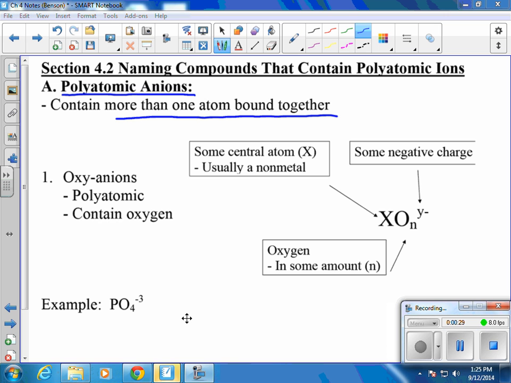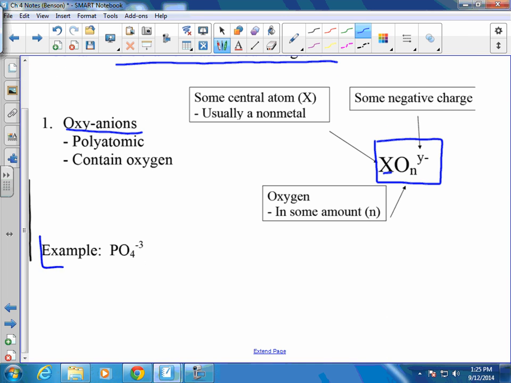So here's an example of a polyatomic anion. Usually you have some central atom X that's a nonmetal bonded with some sort of negative charge, often oxygen. They're called oxyanions. We're not going to get super excited about that name. We're basically just going to call them polyatomic anions. You can see the example I have down here. I have PO4, which you should recognize as phosphorus and oxygen. I have a phosphorus with 4 oxygen, with a -3 charge. If you look on your cation sheet, this is called phosphate.